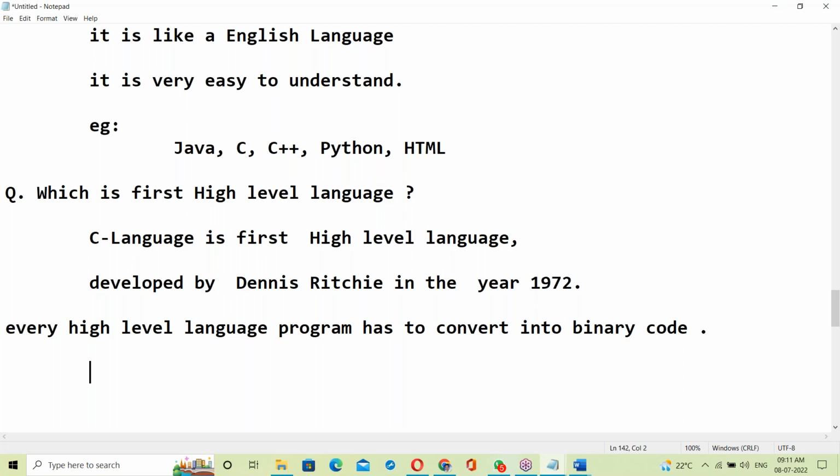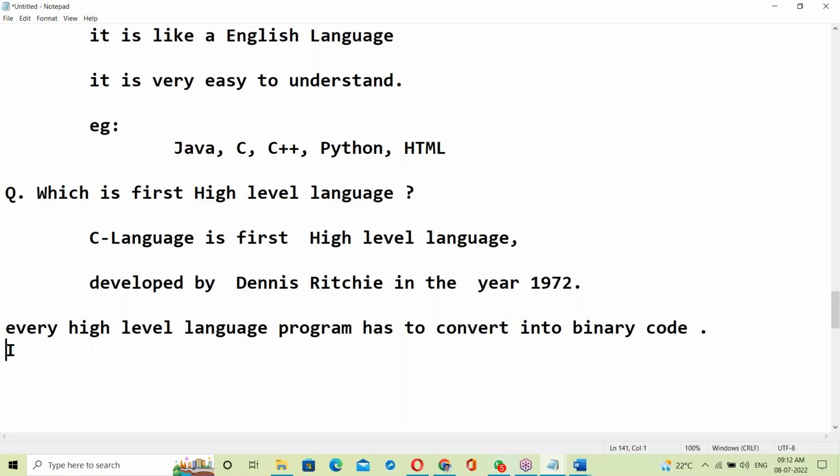Which one will convert from high level language to binary code? Any idea? Every high level language program has to be converted into binary code, and then comes the final execution. Someone is required to convert it. Either a compiler or an interpreter.